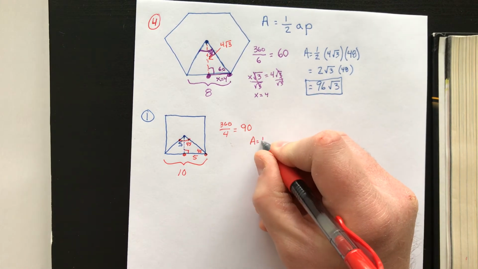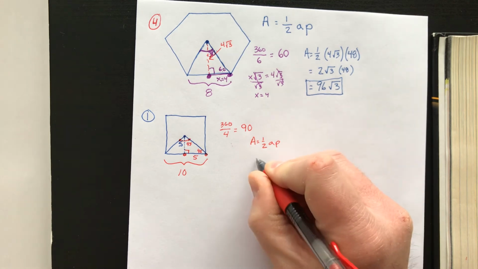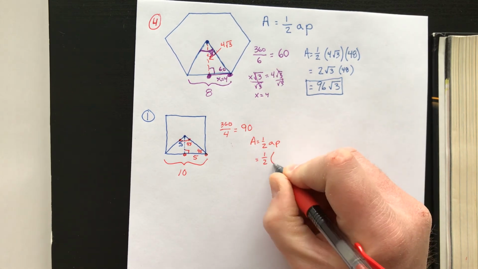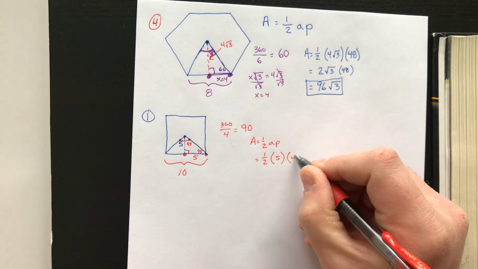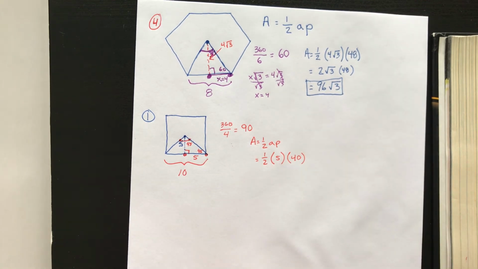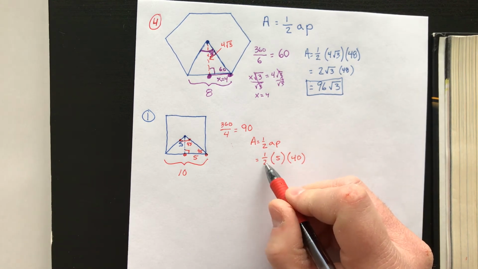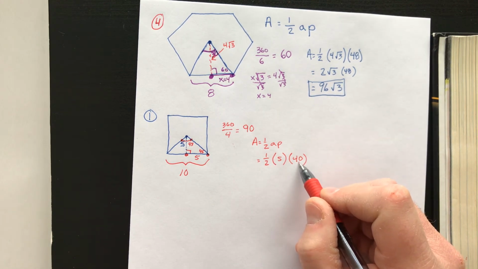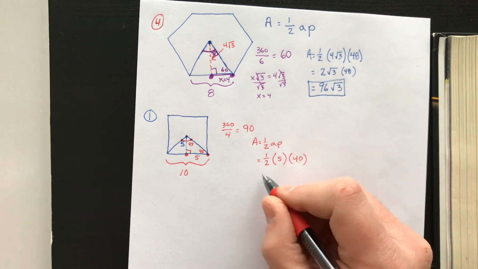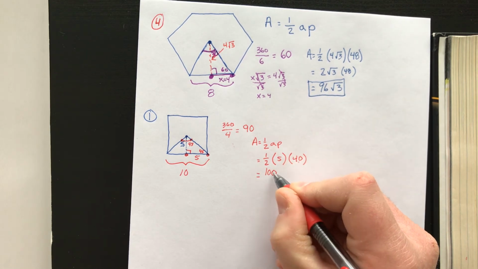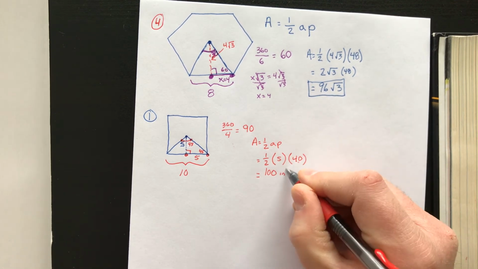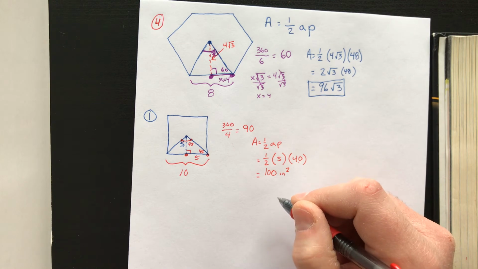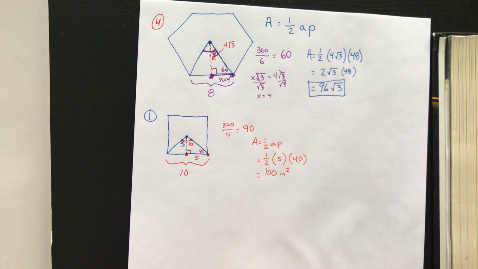The area is equal to 1/2 AP. So it's 1/2 times my apothem, which is 5. The perimeter, which is 10 times 4, or 40. So I have 1/2 times 40, which is 20, and 20 times 5, 100 inches squared. Okay? So that one was a little bit easier.